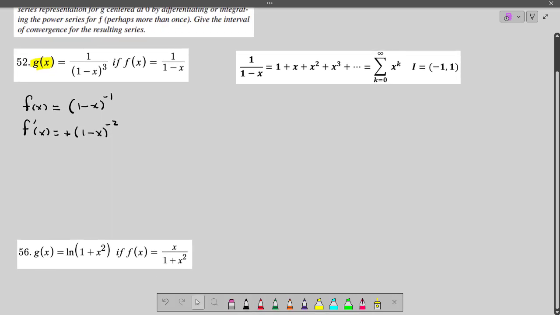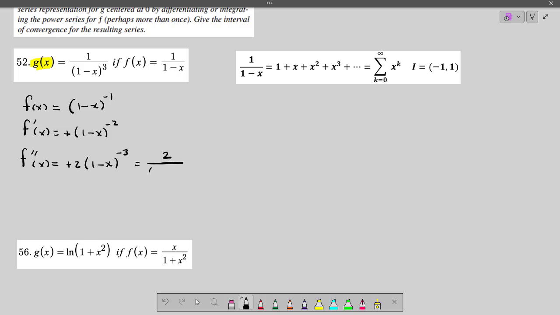Now we see, gosh, we're getting closer, right? Now we have a power of 2 on 1 minus x. So we take one more derivative. We bring the power down, subtract 1, and then the chain rule says, oh, now multiply by the derivative of the base. The derivative of the base is once again -1, so we get that. Bingo, we're close. So you with me there? So you see f double prime is 2 divided by 1 minus x cubed.